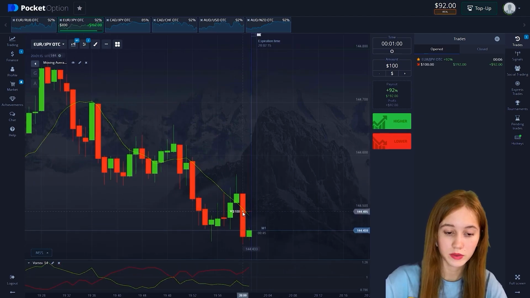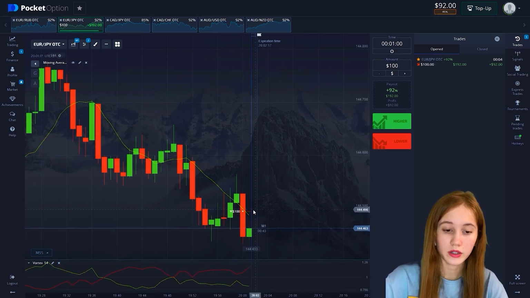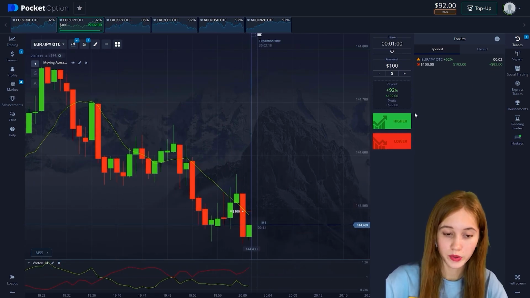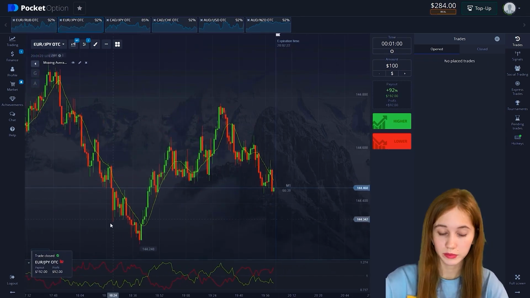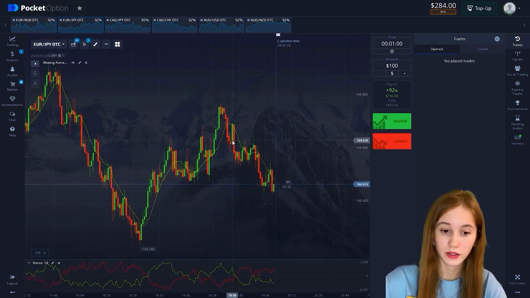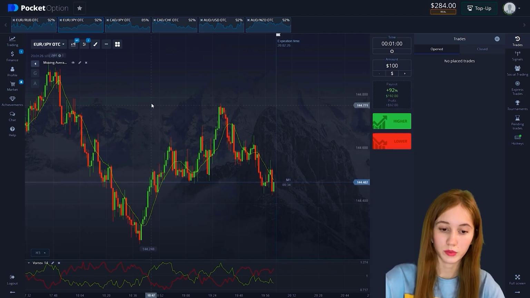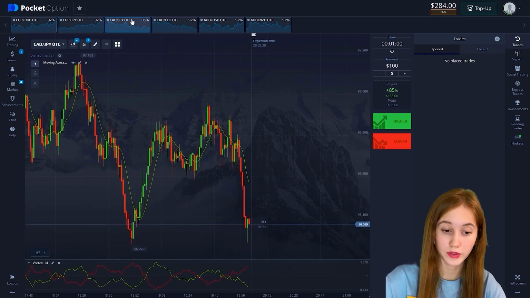10 seconds left. And we are below our opening point. 2 seconds. Yeah, plus deal. 92 towards our profit. Let's move on to the third currency pair.